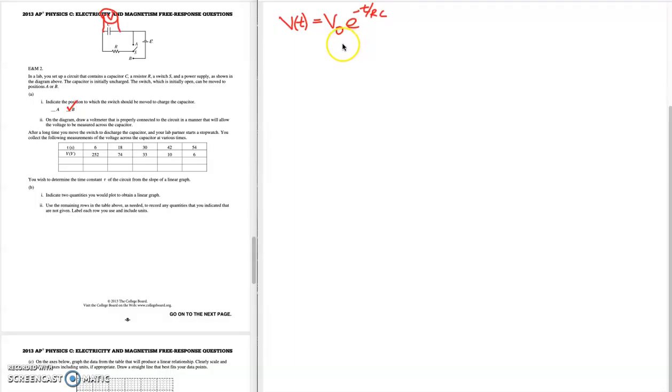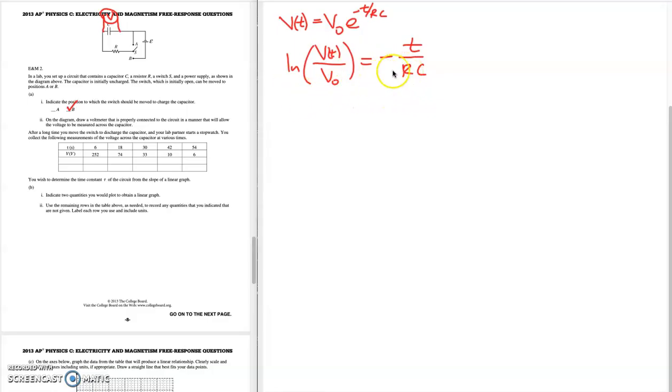There are a bunch of options for getting this straight line, and you have to keep in mind that we don't know what RC is. This is supposed to be our slope. It's not going to be our slope if it's in the exponent. So we have to get it out of the exponent so it can be our slope. So rearranging this equation, we're going to have natural log of v at some time t over the original voltage v naught is equal to minus t over RC.